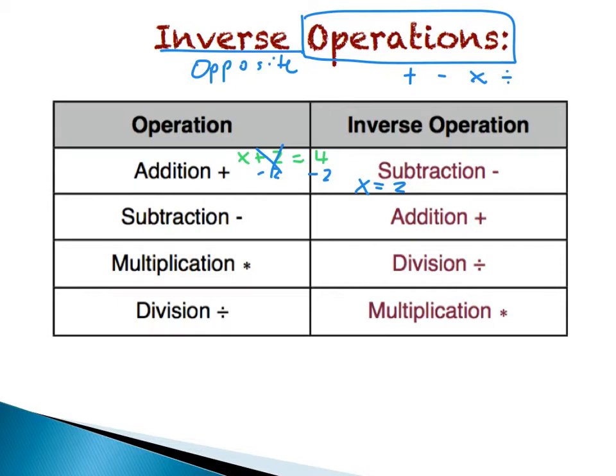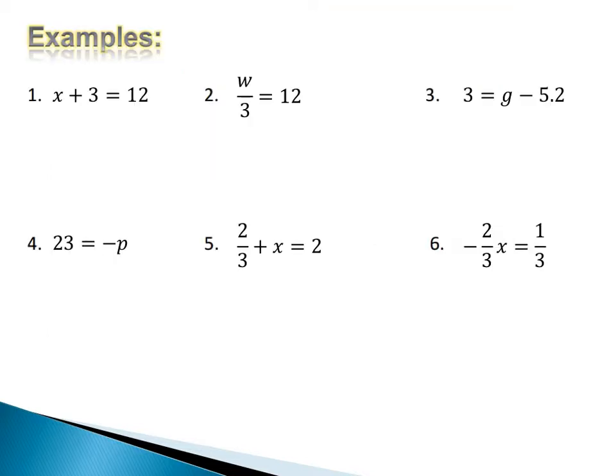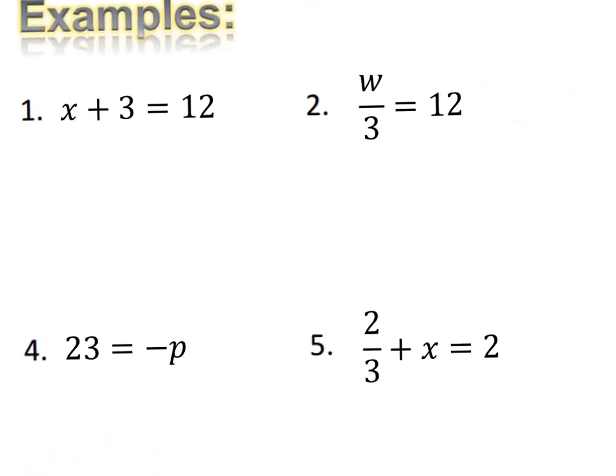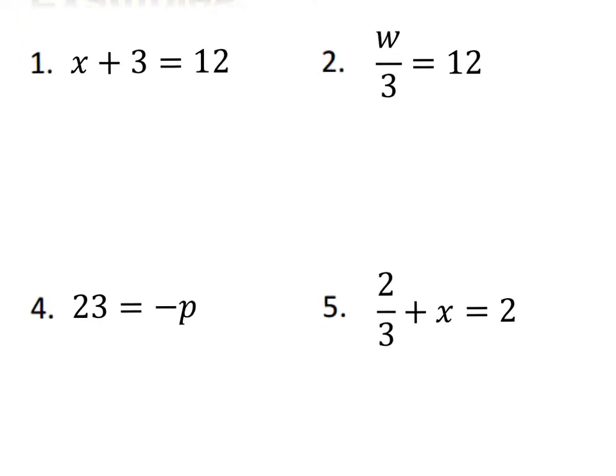All right, so we have here 6 examples. Let's go through them each in detail. So first of all, we're going to just try and look at the equation and figure out what is being done to x. Okay, first one we have x plus 3 equals 12. Let me zoom in a little bit. I have x plus 3 equals 12.